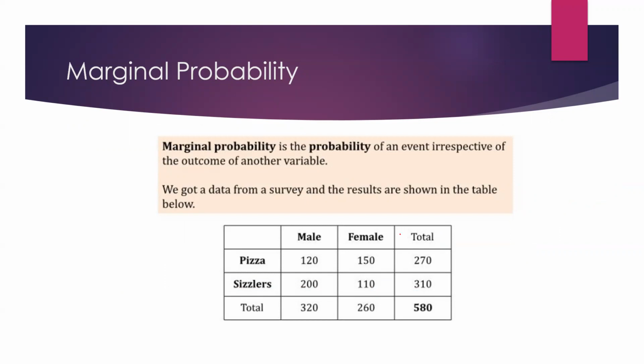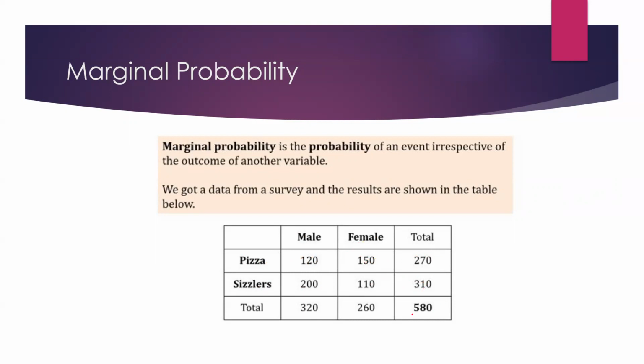So what is marginal probability? To understand it better, I have taken a data set. You can see that 120 male with pizza, and for female, again for pizza, 150. So totally for pizza, including both male and female, is 270, which is 120 plus 150. Again for sizzlers also 200 and 110, so together it is 310.